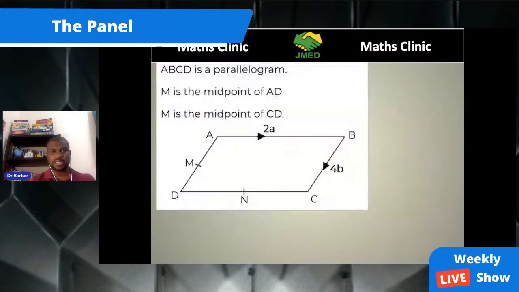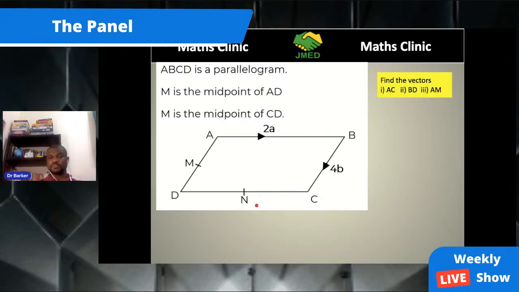Okay. Last example. ABCD is a parallelogram. M is the midpoint of AD. N is the midpoint of CD. So we can see that. Midpoint meaning it's halfway. N is halfway between all of this. So technically DN is the same as NC in both direction and length.